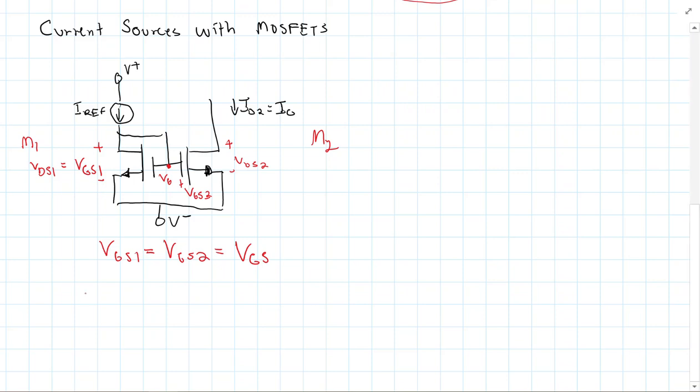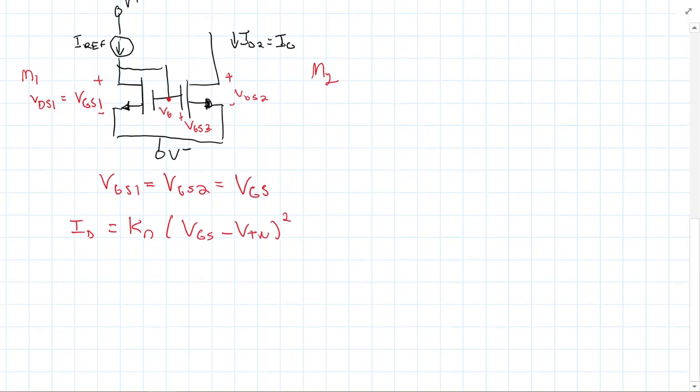So remember, for a MOSFET, the current is equal to Kn. I don't know why I put a capital N, we usually use lowercase. Kn times VGS minus the turn-on voltage squared. Now again, we're going to look at the two different devices here. So what do we have here?